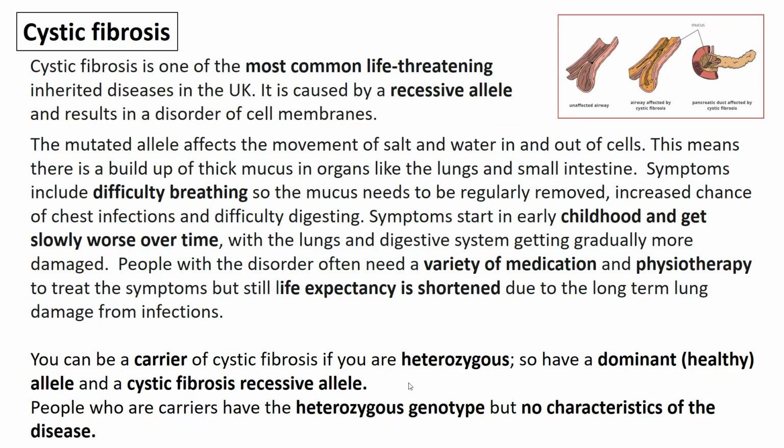Another genetic disorder is cystic fibrosis. Cystic fibrosis is one of the most common life-threatening inherited diseases in the UK. It's caused by a recessive allele and results in disorder of cell membranes. This mutated allele will affect the movement of salt and water. This means there's a big, thick mucus that builds up in the lungs and the small intestine and can lead to difficulty breathing. You have to have physiotherapy and take drugs in order to make that mucus become less sticky and get rid of it out of the lungs.